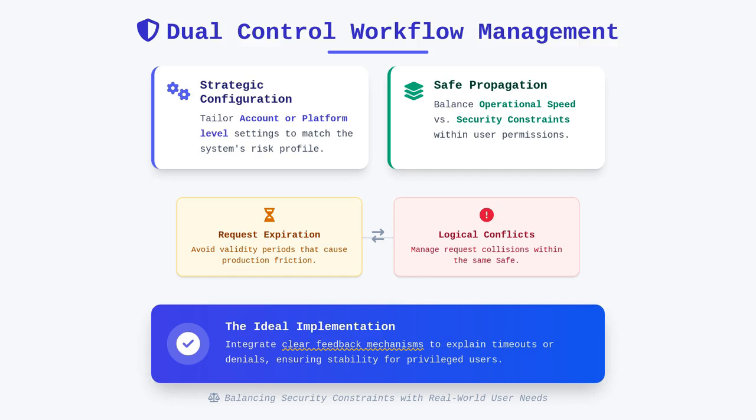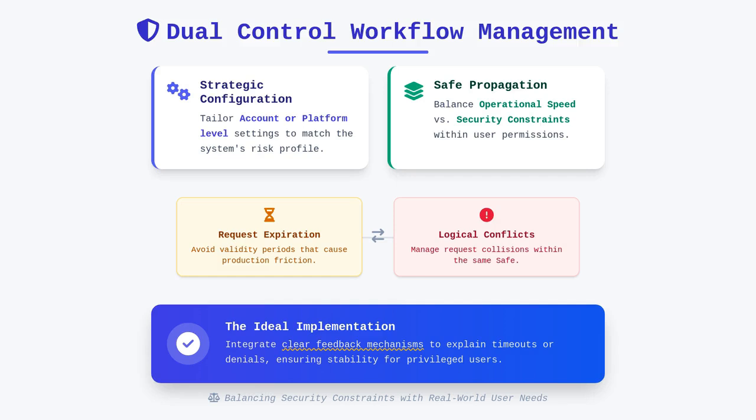It is quite common for architects to struggle with the nuances of request expiration, as failing to appropriately size the validity period of an approval can lead to significant friction in production environments. If a request expires before the user acts upon it, or if multiple request collisions occur within the same safe, you need to understand how the vault handles these logical conflicts.